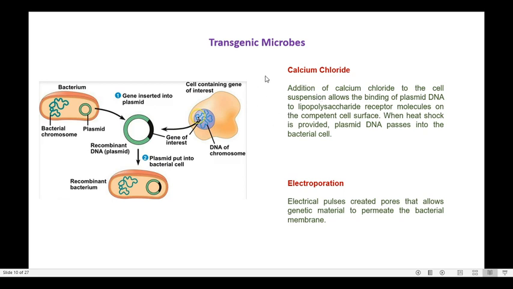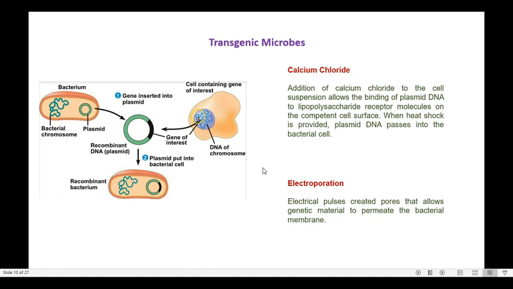the transformed colonies will grow. Similarly, in electroporation, electric pulses create pores that allow the genetic material to permeate the bacterial membrane. Then we do the same kind of transformation: we revive the cells using the medium, and plate them on the selection plate to see the transformed colonies. So why are we making transgenic microbes with this recombinant DNA technology?